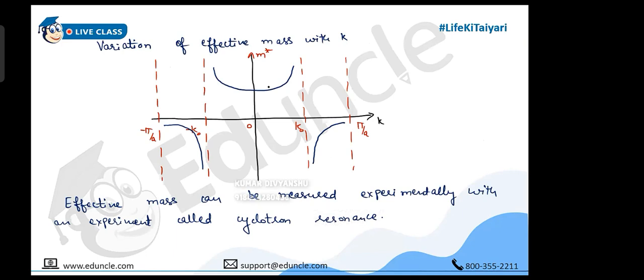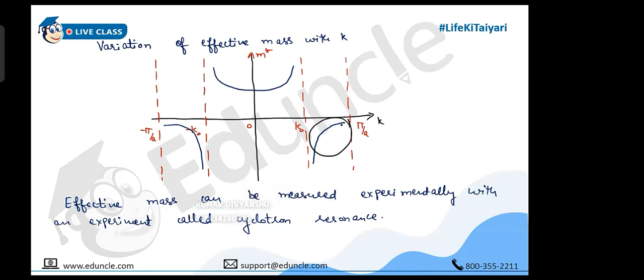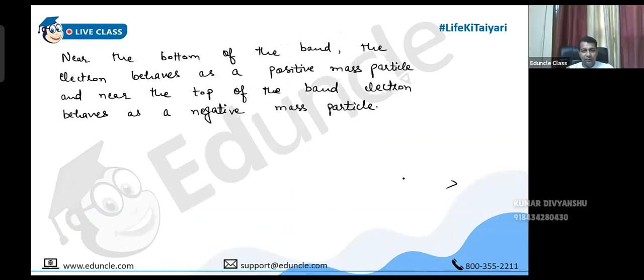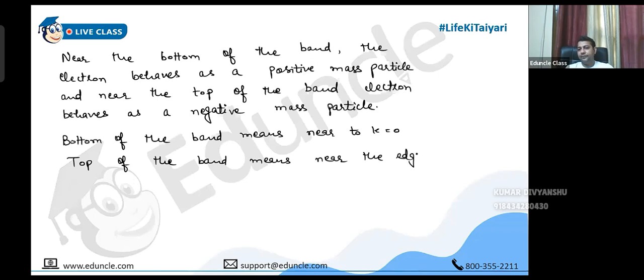So I understand the top of the band. Top of the band means near the Brillouin zone edge. So at that point it is negative, near the edge. And near the bottom means just near k equal to 0, so it is positive. Yes, sir. So let me tell you, bottom of the band means near k equal to 0. Top of the band means near the edge of Brillouin zone. Clear now?